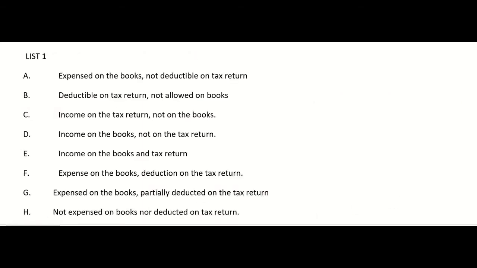So if they don't give you a drop-down box, they'll give you a list, and you'll have to pick from the list for each numbered item. So let's go over each item in the list before we get into the sim and say, well, when would we pick letter A? When is something expensed on the books but not deductible on the corporate tax return? And when you see the term the books, they mean the financial statements.